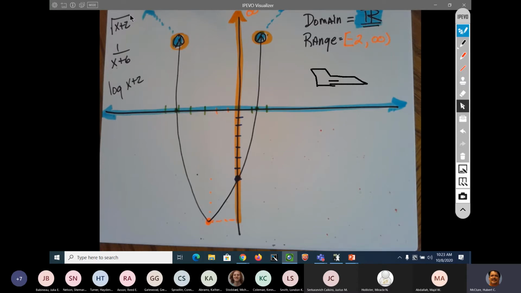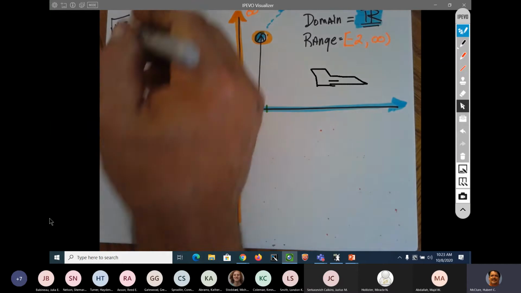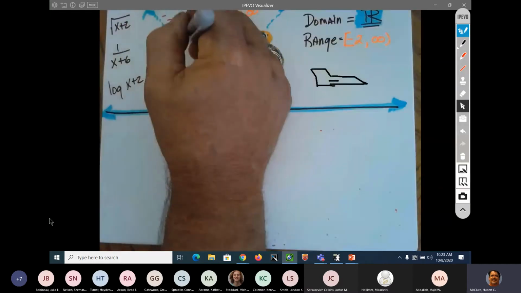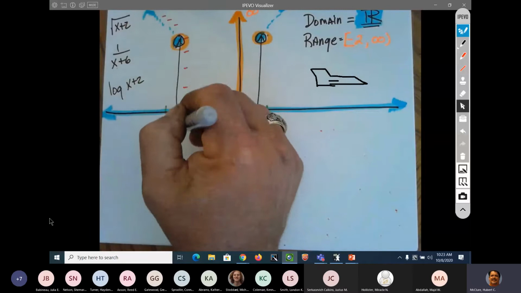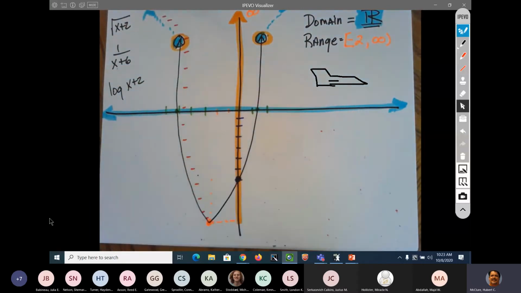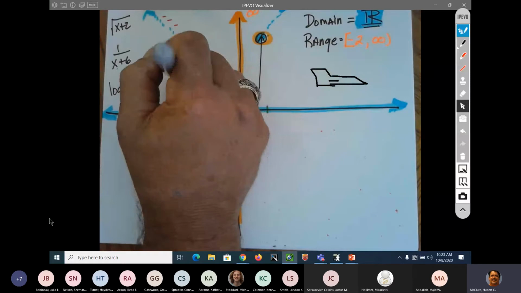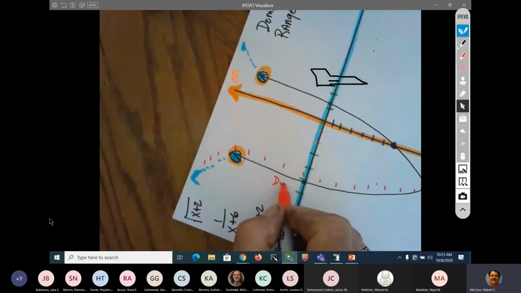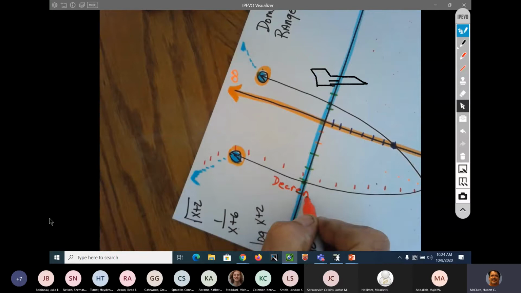Okay, let's imagine this plane is coming from the left, and I'm going to use my cursor as the plane. What is happening to this function as I come from the left? It's going down. Yeah. So I'm going to take my red pen. As I read this function from left to right, it's decreasing on this side. So you could write on this side, it's decreasing.